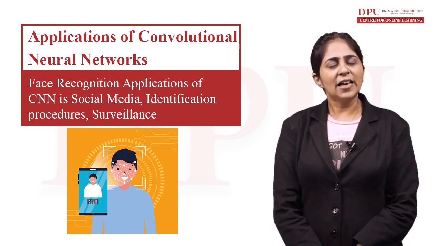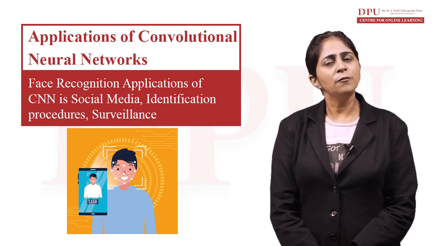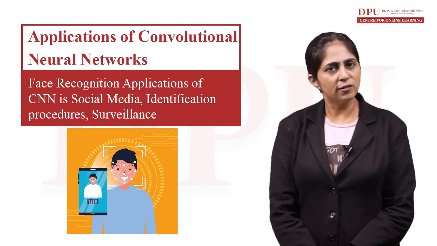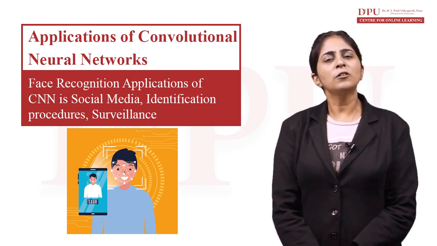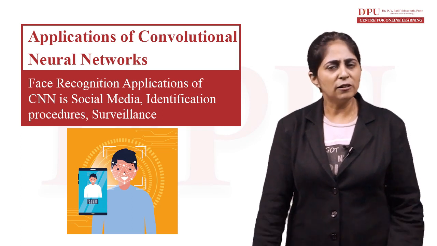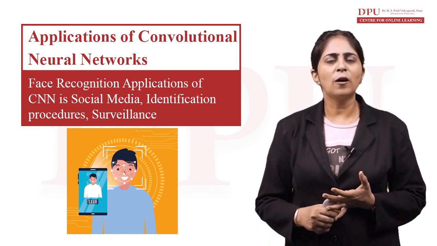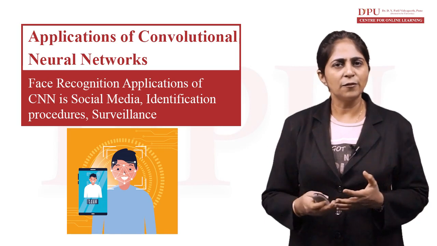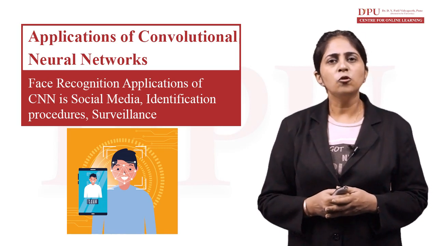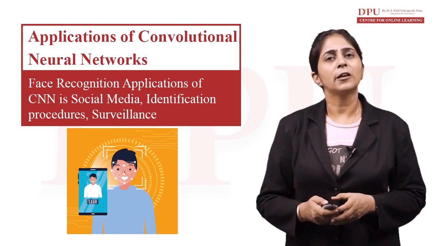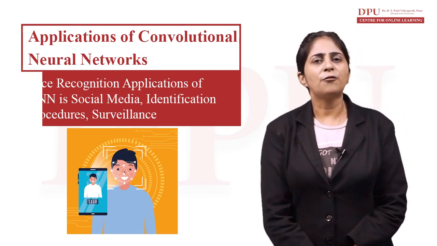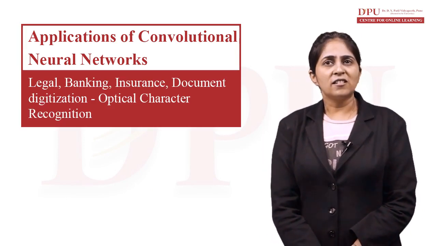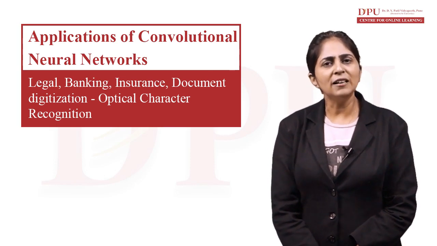So we have seen where all this can be applied. First, we talked about image classification, where we were doing image tagging and visual search techniques. Second, we talked about the face recognition application, where we use it for applying filters to our photographs in social networking, for tagging our photographs, etc. And this is also being used for identification of a particular person. Another application of our CNN is legal, banking, insurance, document digitization, where we are using optical character recognition.